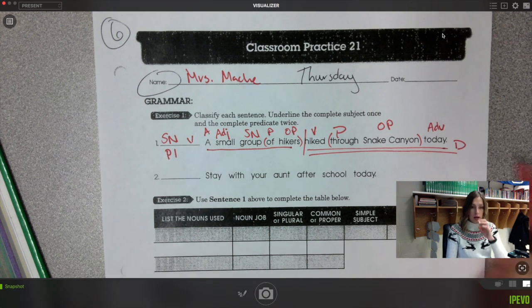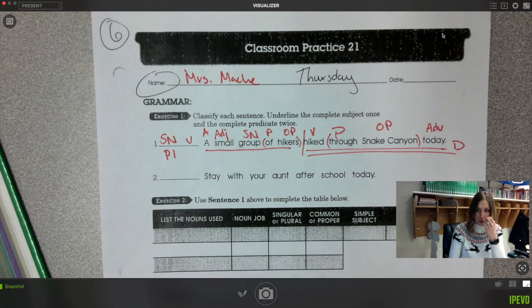All right. Our second sentence says, stay with your aunt after school today. Who stay with your aunt? You. So that's going to be an understood subject pronoun.